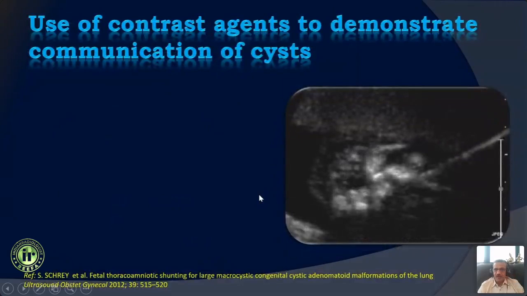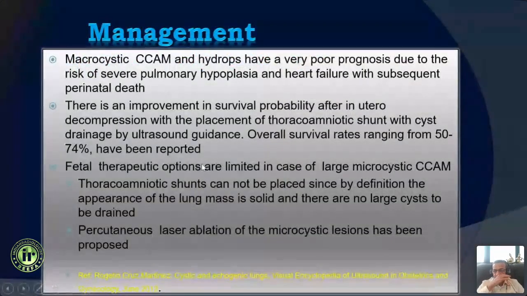Now, what happens is very often if you're doing an interventional procedure, you don't know whether these cysts are communicating or non-communicating. If they're communicating, it's good for us. So what has been suggested is that once you puncture the cyst, you can put some ultrasound contrast like Definity or Sonoview, and then see whether the cysts are communicating. If they're communicating, then our interventional procedures can become good. So if you have large macrocysts, then there is an option of doing aspiration or putting up shunts.